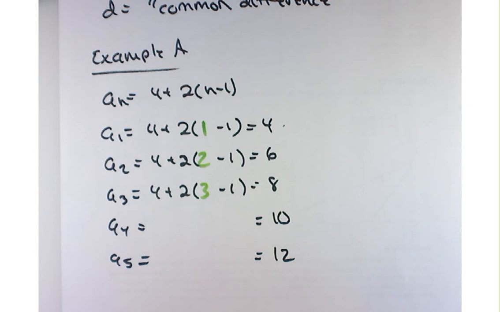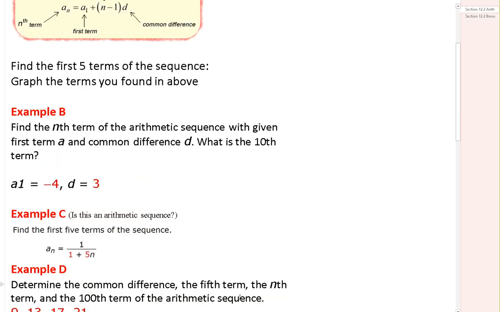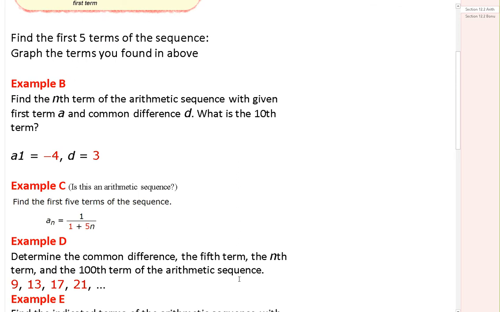So let me flip over to example B. This is find the nth term of an arithmetic sequence with the given first term A. Now, just a heads up, a lot of times WebAssign and the book will write A, whereas I'll be a little more user-friendly. I'll write A sub 1, but they're not going to be quite as user-friendly. So for example B, we've got A sub 1 is negative 4, and D is 3. We want to find the general term and the 10th term.